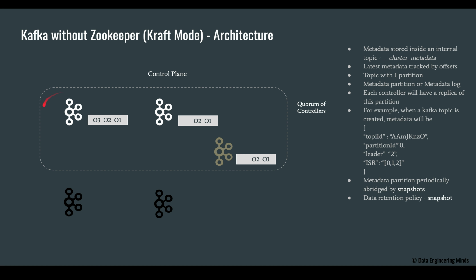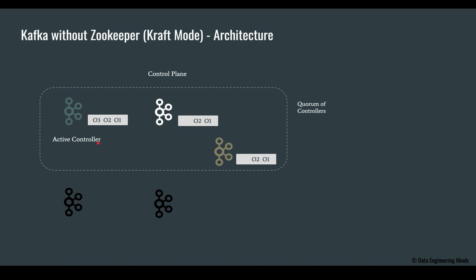Now, among all these controller nodes that are part of this quorum, one of the controller nodes will be acting as the leader. This node that is acting as the leader is called the active controller, whereas all the remaining controllers that are part of this quorum are called followers or standby controllers. Only the node that is acting as the active controller will be performing all the write operations into the metadata topic or the metadata partition.